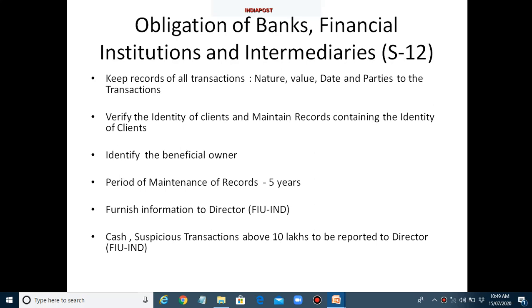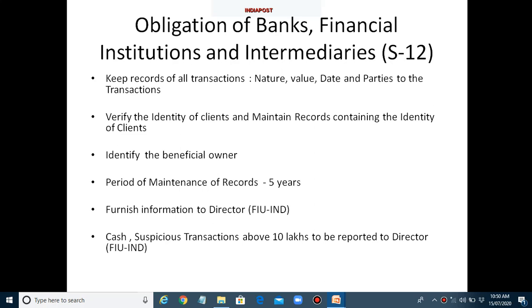Cash and suspicious transactions above 10 lakhs are to be reported to Director FIU, Financial Intelligence Unit India. So all cash transactions exceeding 10 lakhs, whether it is deposit or withdrawal above 10 lakhs, should be reported to FIU. And suspicious transactions. For suspicious transactions there is no limit, but you have to report the suspicious transactions to Director FIU. And also we have to report any attempt made by any person which you feel suspicious. Not only the transaction which happens you should report, but also any attempt to make any suspicious transaction, you should report to FIU.